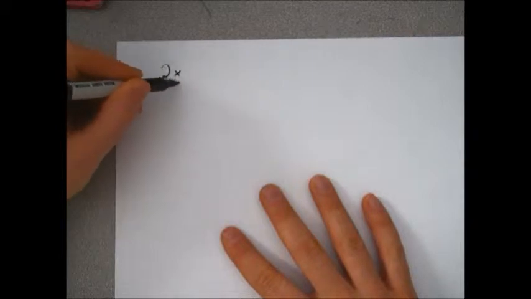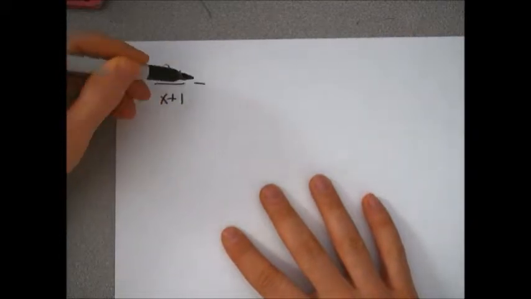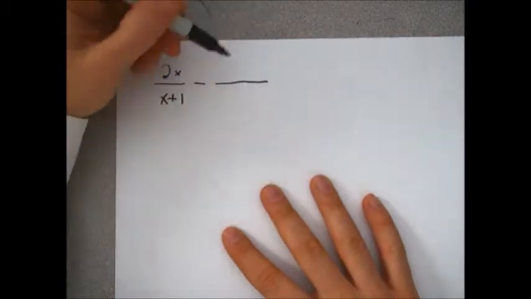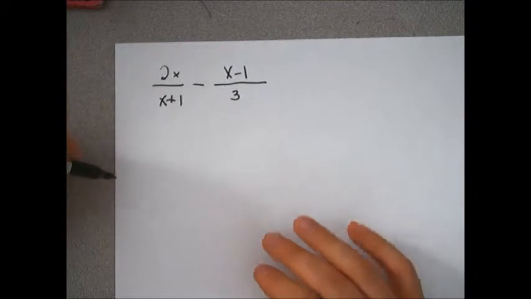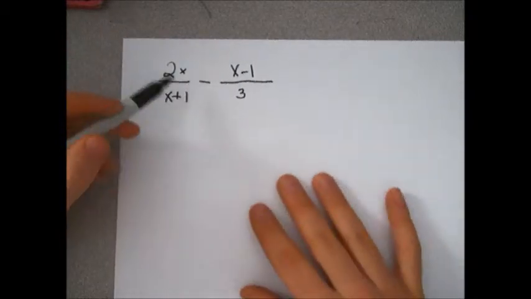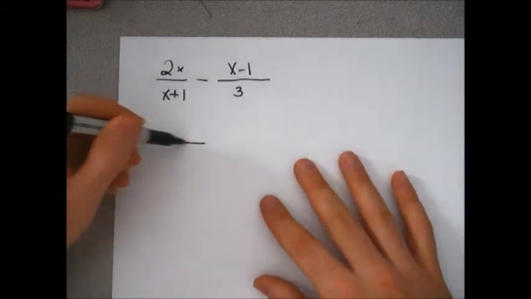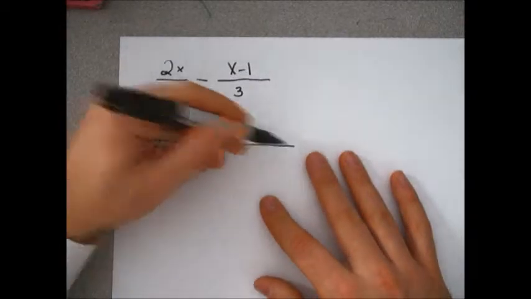Okay, next up, let's try a subtraction problem from Unit 6. So let's say we have 2x over x plus 1 minus, and we'll say we're subtracting x minus 1 over 3. We need a common denominator. My common denominator is going to be 3 times x plus 1.